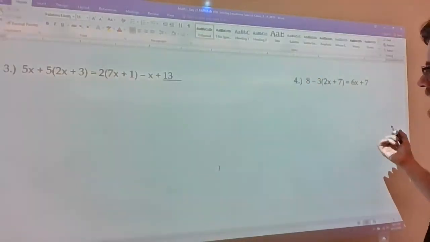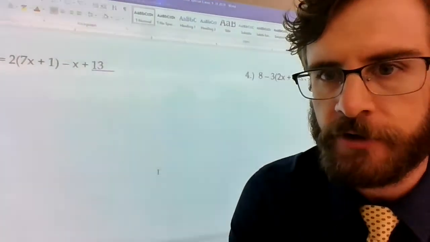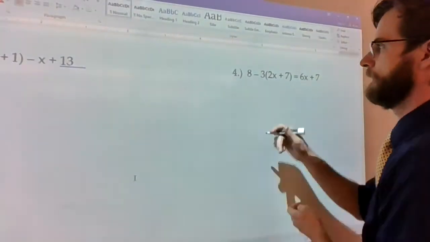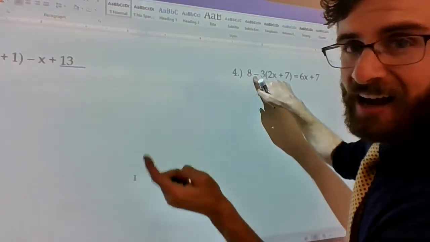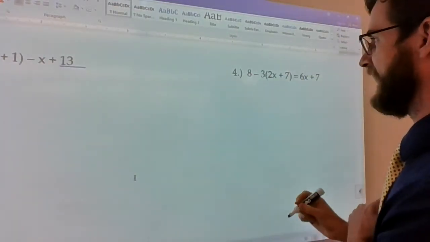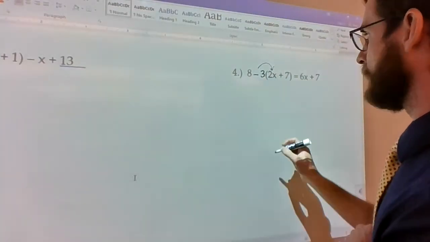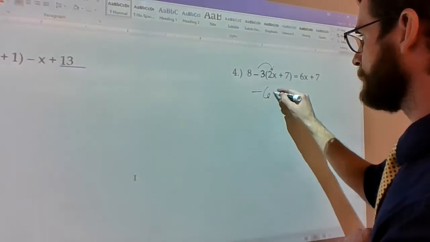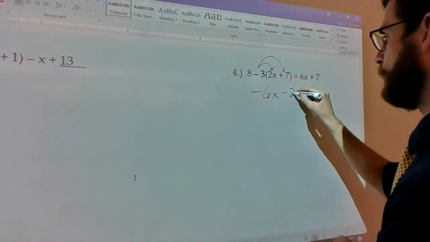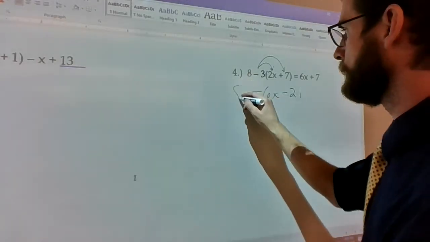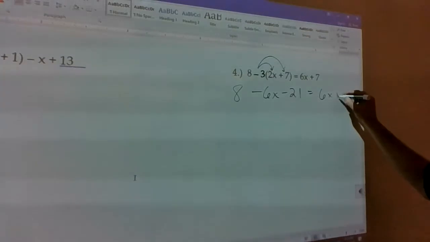Well, just make sure, again, you followed the order of operations on this. Here, come on over. You would not do 8 minus 3 because subtraction would not come before the multiplication that has to happen here. So you're taking negative 3 times 2x, that'd be negative 6x. Then you take the negative 3 times positive 7, that's going to be minus 21. The 8 comes down. On the other side, it's just 6x plus 7.